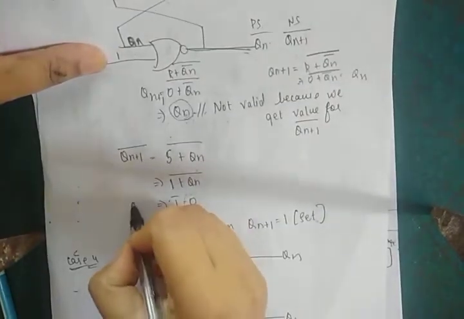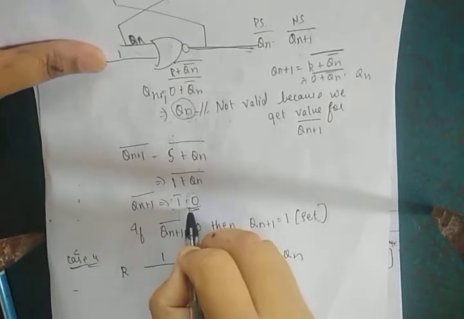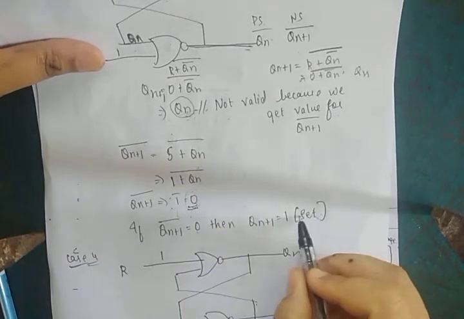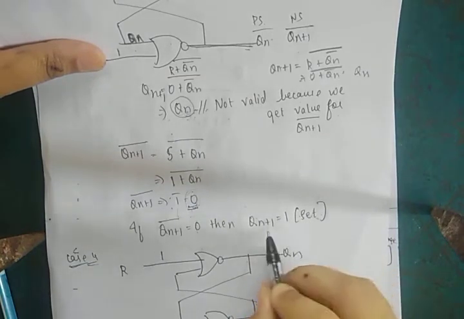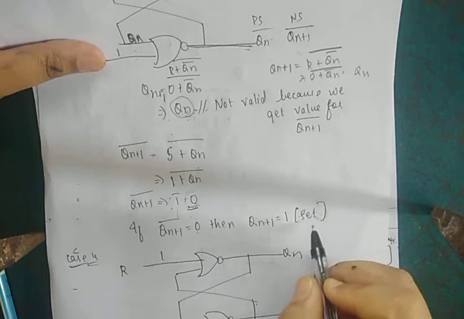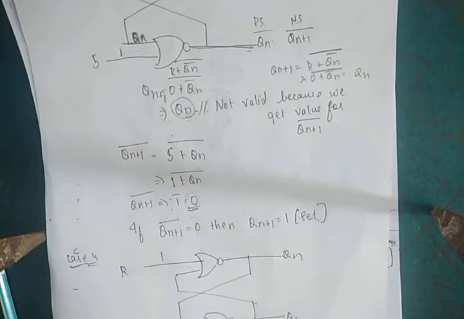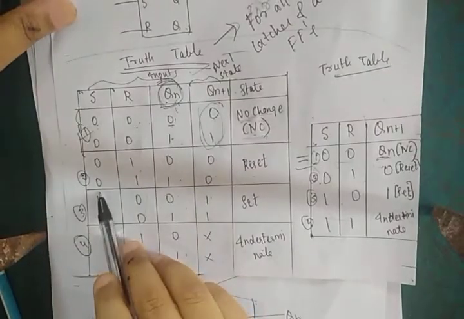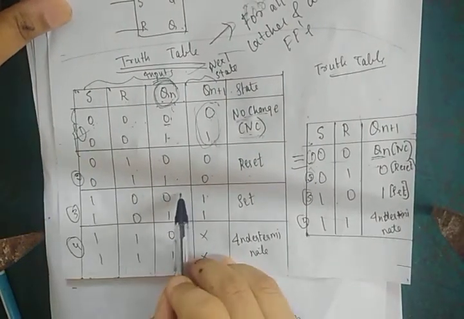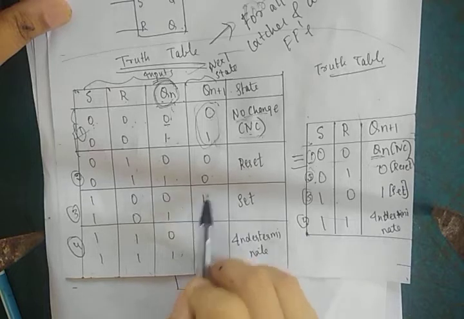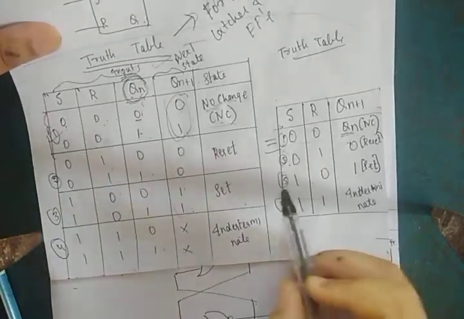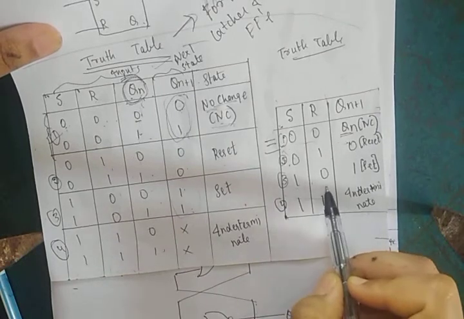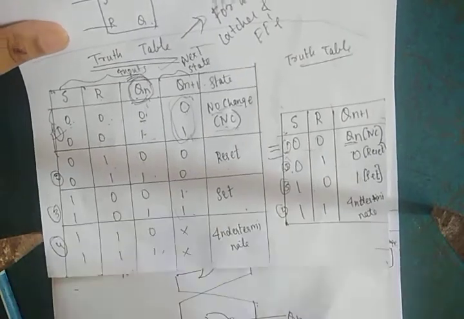So now this Qn plus 1 bar, if it is 0, then what is Qn plus 1? Qn plus 1 is set. No doubt the value of Qn is 0 or Qn is 1, our value will be set. Now see here, verify the truth table again. Third step. If S is 1, R is equal to 1, whether Qn is 0 or Qn is 1, in both cases I'll be getting 1, that is set. Now I'll be verifying simultaneously. If S is 1, I'll be getting set.